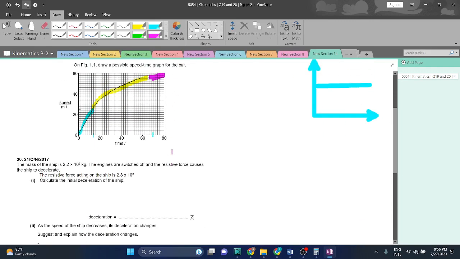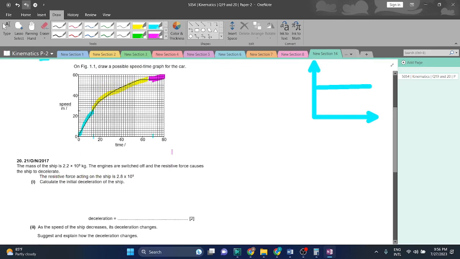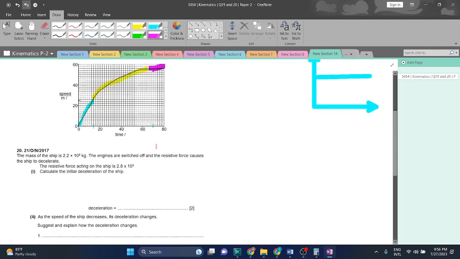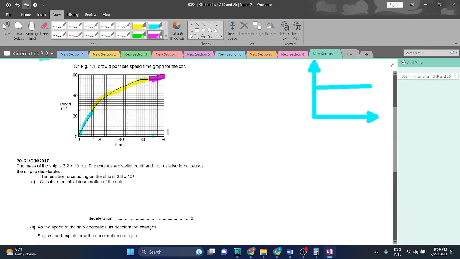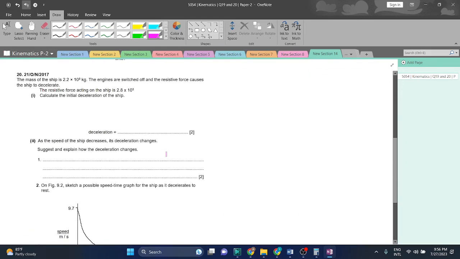So that means the car, जब मतलब आप 55 की स्पीड पे पहुंच गए हो तो गाड़ी 55 की स्पीड पे ही जा रही है अब, between this point and this point. आगे 20.